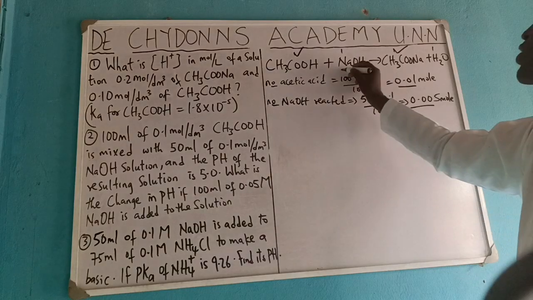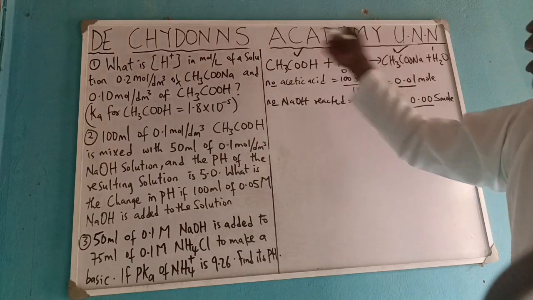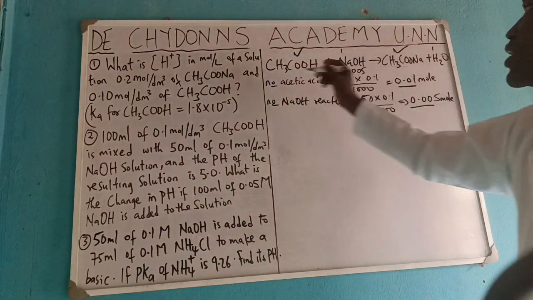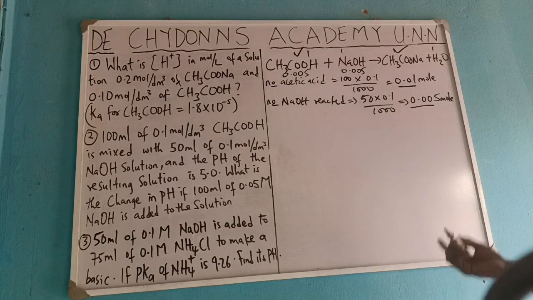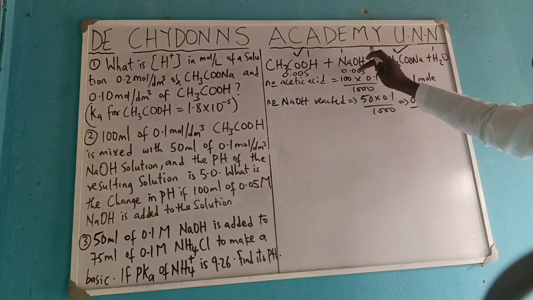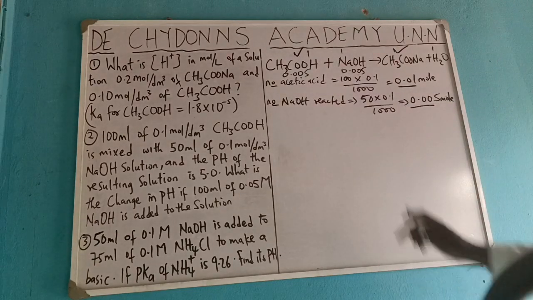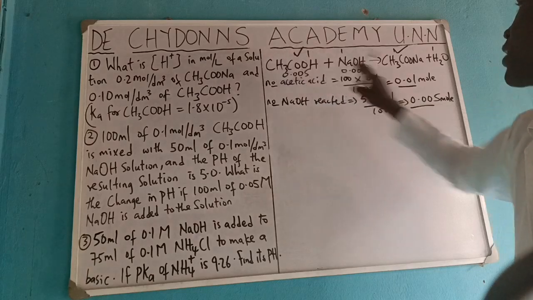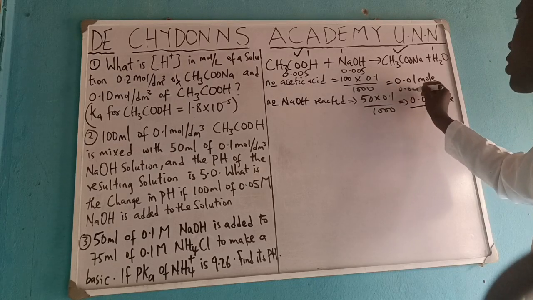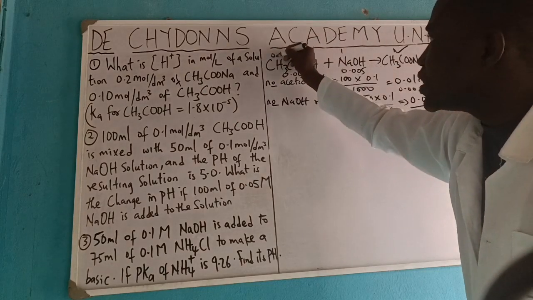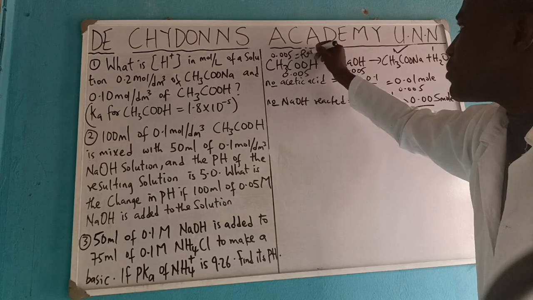Now here is 0.005, because they go by 1:1, this one is smaller than this. It means that 0.005 of sodium hydroxide will react with 0.005 of ethanoic acid, 1:1 mole. Now once it reacts, how many moles of ethanoic acid will remain? The one that will remain is 0.01 minus 0.005. That will be giving you the remaining.